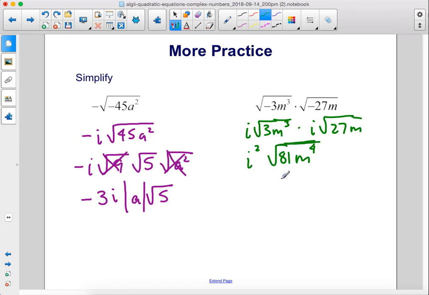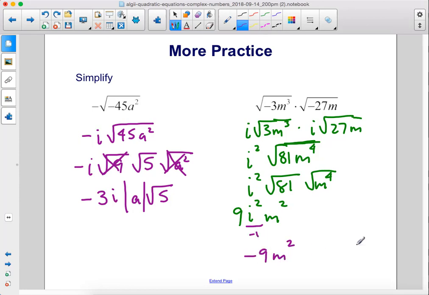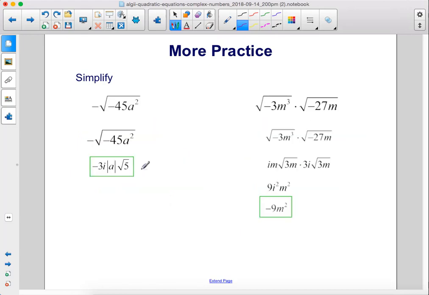Now we're going to break this up into two radicals. i squared times the square root of 81 times the square root of m to the fourth. So then this is 9. So we have 9 times i squared times m squared, because the square root of m to the fourth is m squared. i squared is negative 1, so that gives us negative 9 times m squared. And there we go.